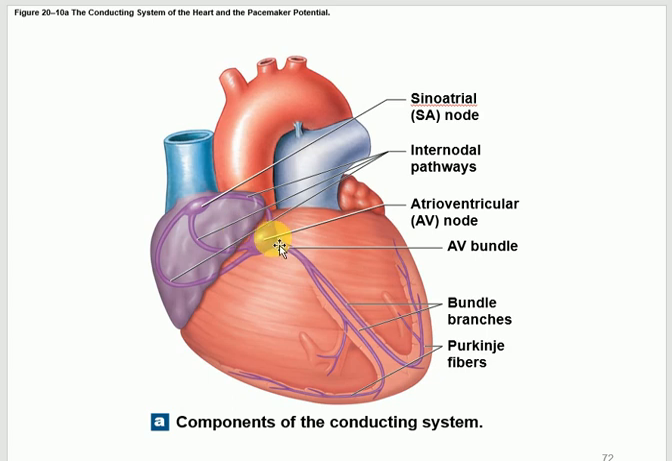And then what? AV bundle. Bundle branches. It branches into two. And at the end, it gives you these tiny branches that are called Purkinje fibers. But look at this. Can you see this branch specifically? Where is it going to? What is this? The moderator band. Yes, the moderator band. Do you remember this? You can be asked about it. So a branch of it goes into the moderator band to reach what?